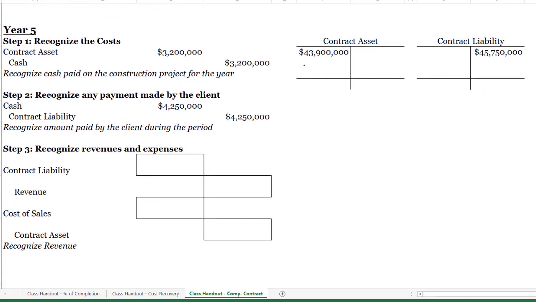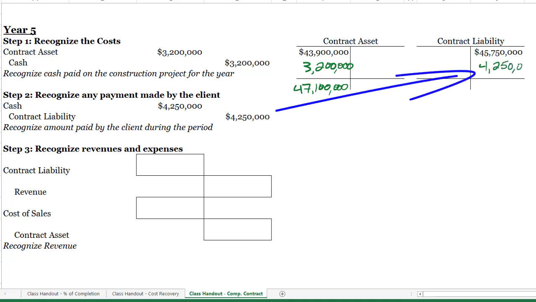Last year, 3,200,000 gives me a balance of 47,100, which is the total cost we've seen in the past. Contract liability, last payment, 42,50. There's that 50 million that they paid us total. And now that I'm done, I can finally recognize revenue and cost of goods sold.